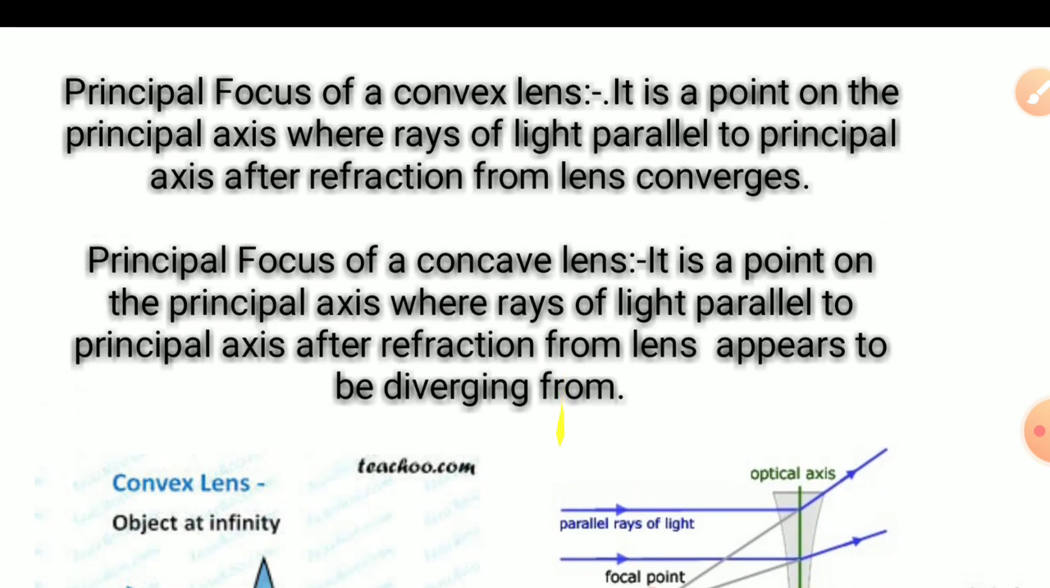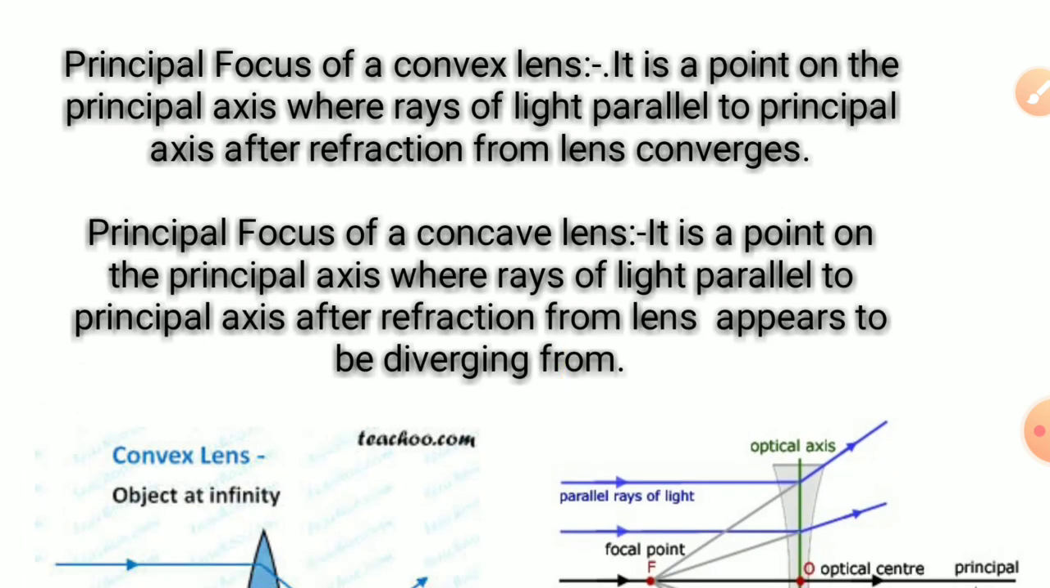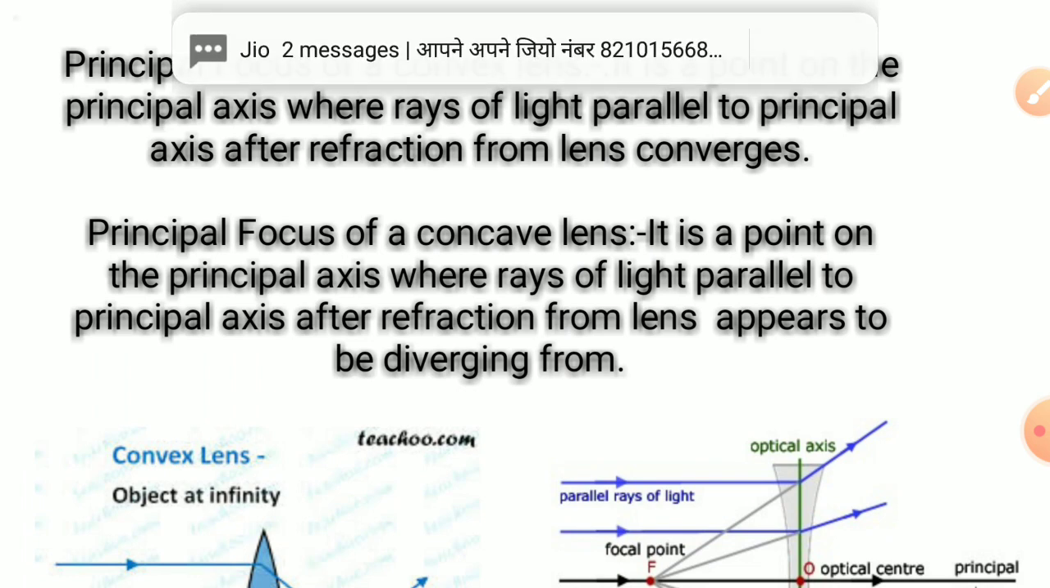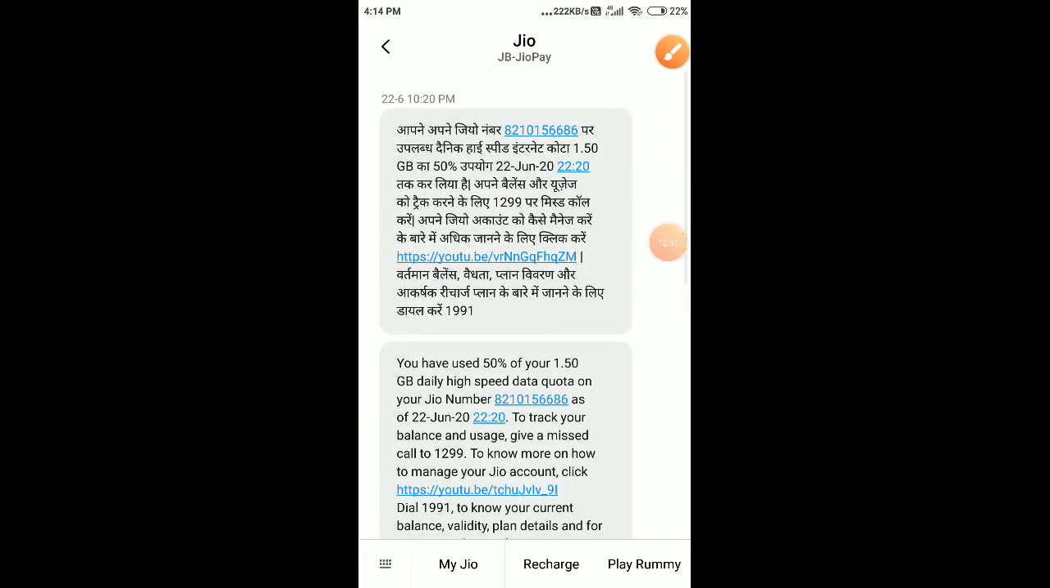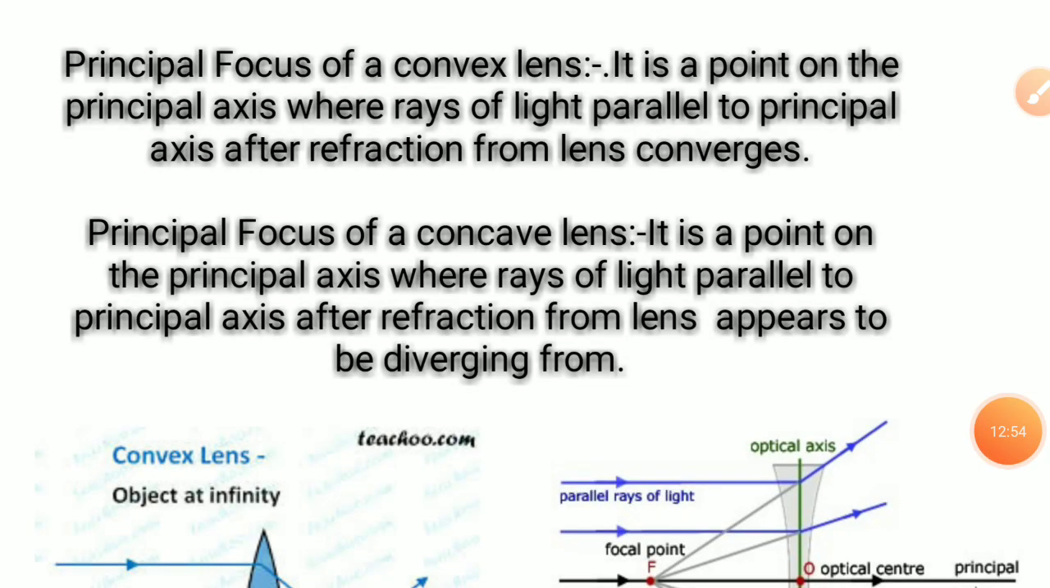So now you can write the definitions. Principal focus of a convex lens: it is a point on the principal axis where rays of light parallel to the principal axis converge after refraction from the lens. Principal focus of a concave lens: it is a point on the principal axis where rays of light parallel to the principal axis, after refraction from the lens, appear to be diverging from.